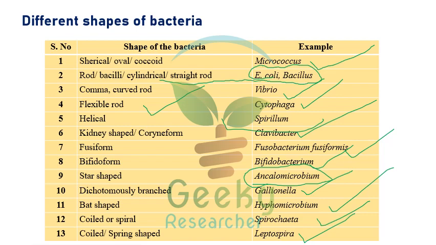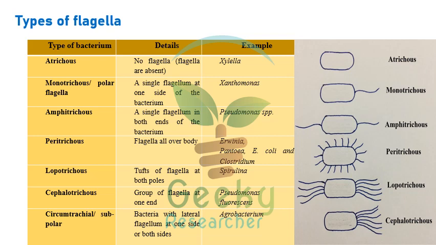Sometimes we can also expect questions from this. The next one is the type of flagella, also called bacterial flagella. Flagella are mainly used as locomotive organs, for locomotion purposes. If you see the NET question papers from 2007, 2009, 2014, in all the NET question papers there is at least one question from this type of flagella section. Now we will see what kinds of flagella there are.